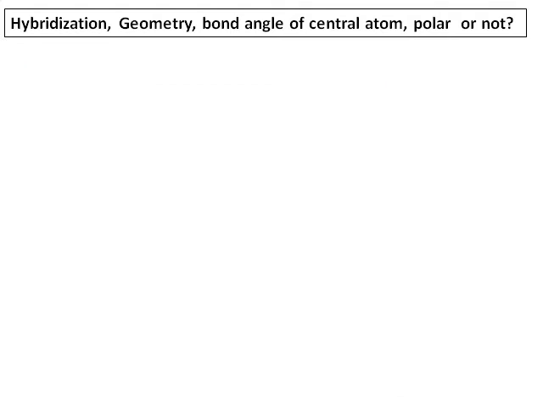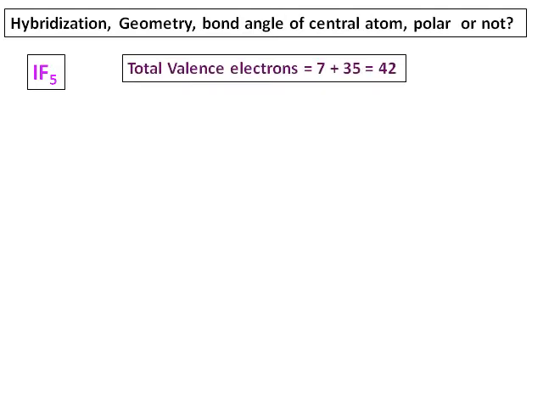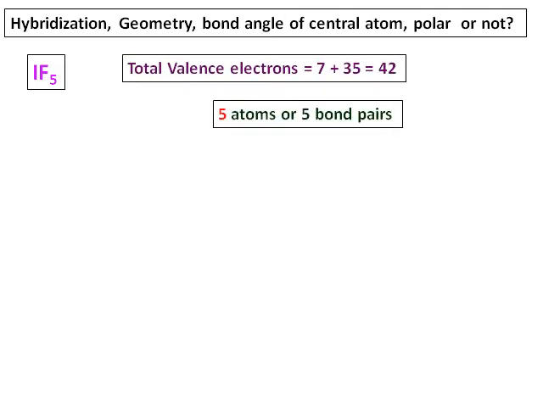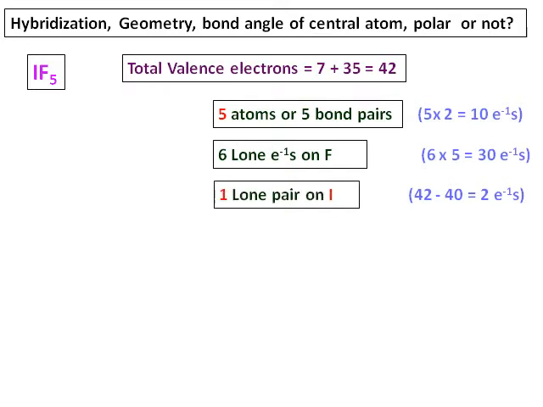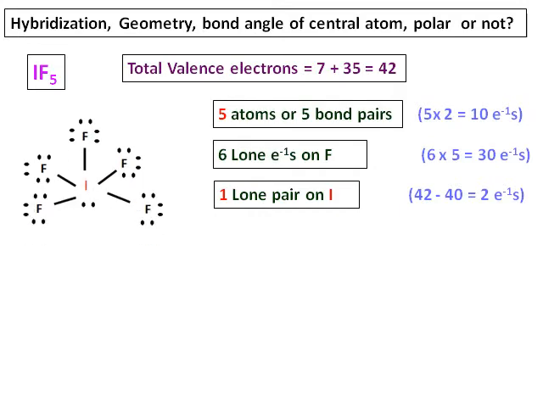So one more molecule for predicting the hybridization, etc. IF5. So counting the valence electrons, I'll have 7 plus 35 equal to 42. So distribute the electrons for the 5 bonds. So 10 electrons are used up there. I have 5 fluorine as the surrounding atoms. Each will take 6. Therefore 5 times 6, therefore 30 electrons get used up on fluorine. So 40 electrons are consumed, and hence out of the total 42, 2 electrons are left behind. So I'll have 1 lone pair on iodine, and the Lewis structure will look as shown.